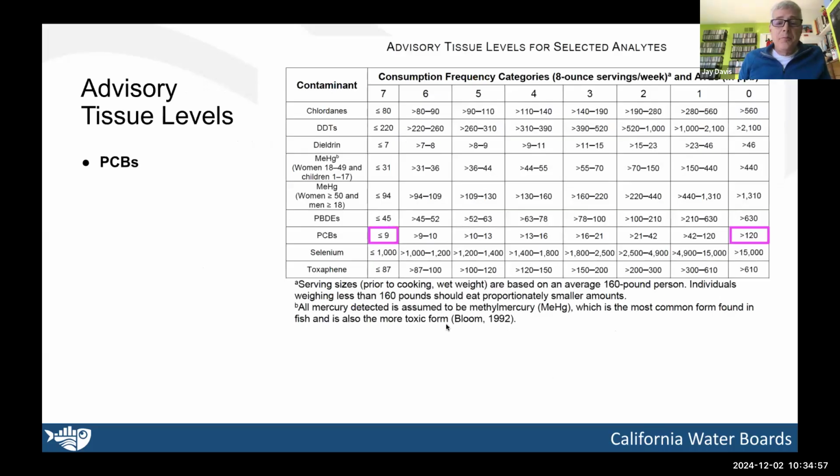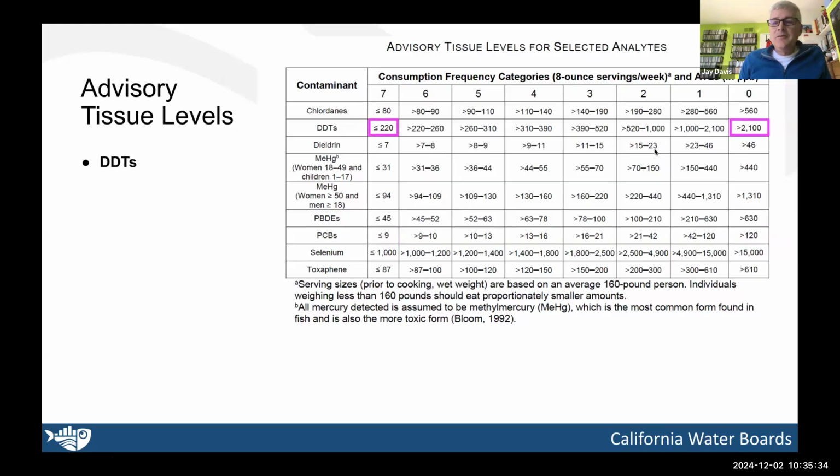So for PCBs, the advisory tissue levels, kind of ones to note. When you're over 120 parts per billion, that's the no consumption range. And we do see levels like this in San Francisco Bay, San Diego Bay, not very infrequently in fresh water. At the low end, when you're below 9 parts per billion for PCBs, you're in the high consumption safe range.